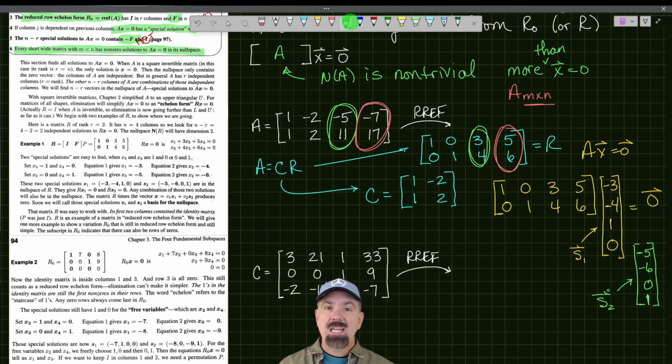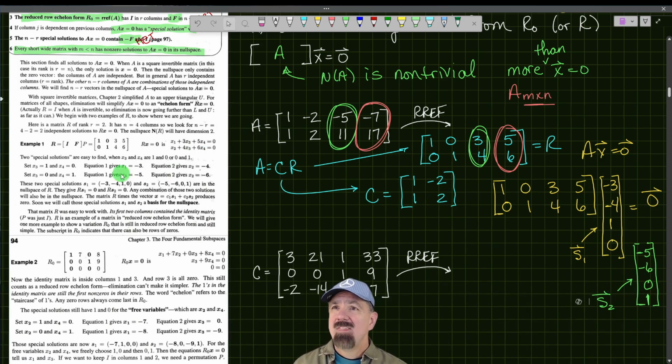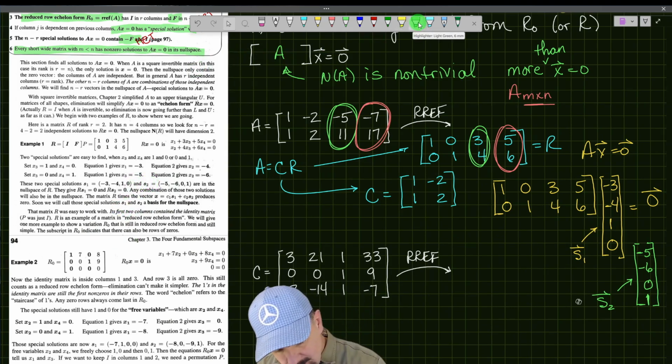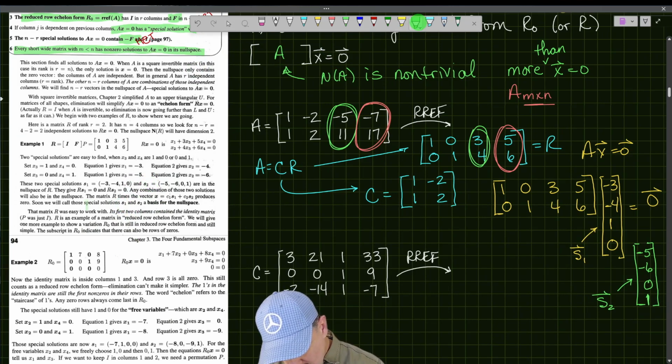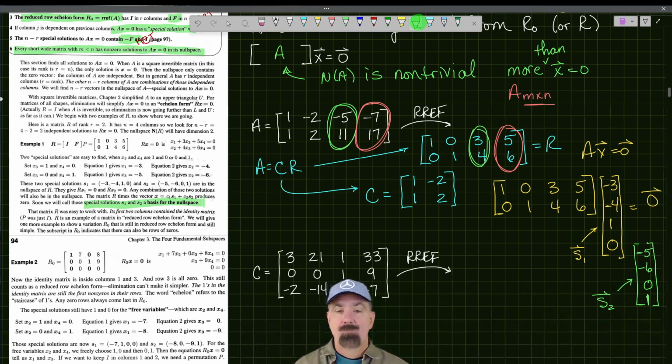And so what he has found are two vectors that are in the null space, and he goes on to show us that these vectors actually span the null space. This is a basis for the null space. So the null space of the matrix A that we started with is the span of S1 and S2. And that's where he's headed, and that's his comment right here. Right? The special solutions are a basis for the null space.